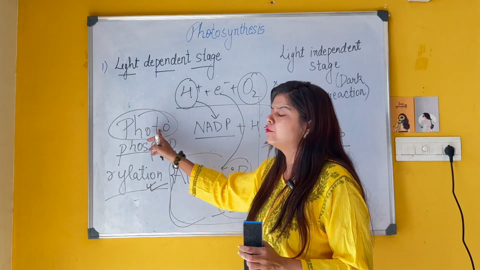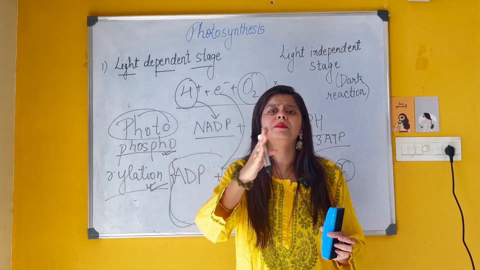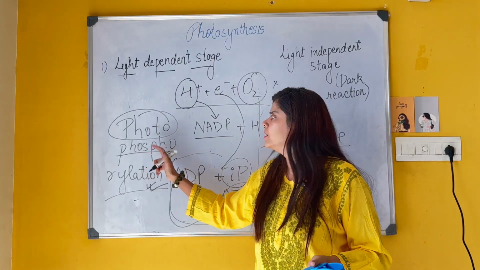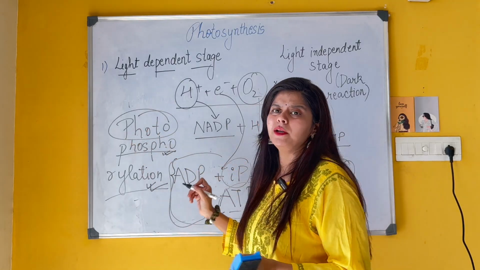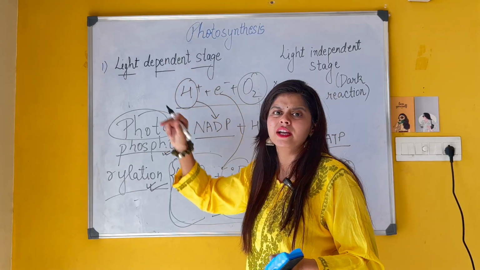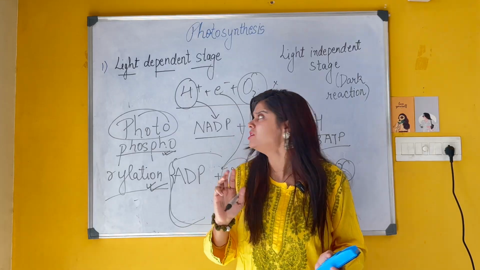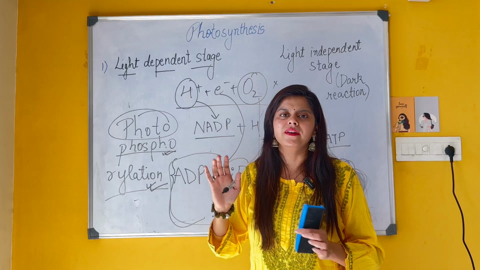It is called photophosphorylation. Rylation means something is being added. What is that something? Phosphate group. And it happens in the presence of sunlight. The second end product of the light dependent stage is ATP. And the last product of the light dependent stage is oxygen, which is released out into the atmosphere.